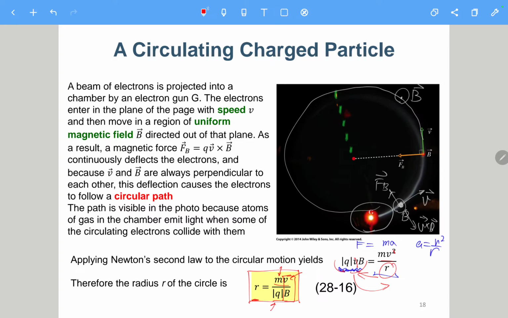Of course, later on we will talk about the accelerator, 粒子加速器, which means that we try to make the velocity of the particle as fast as possible, which means that we will try to make this one as large as possible. And in that case, we will also need to increase the radius of the circular motion, at least for the cyclotron. So we will use this equation later.